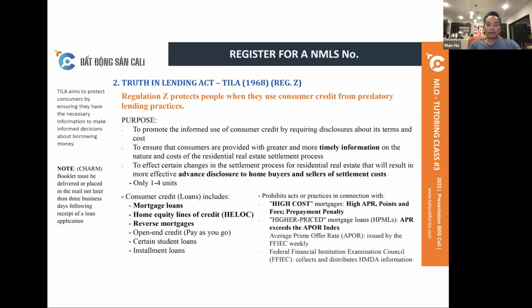Open-ended credit, pay as you go. Okay, that's another type of loan. Certain student loans. So you know what a student loan is? You go to college, you borrow money to go to college, and that is a student loan. Installment loans. What are installment loans? Right? Installment, pay as you go, is like a credit card. Okay, you use a credit card, you pay monthly.